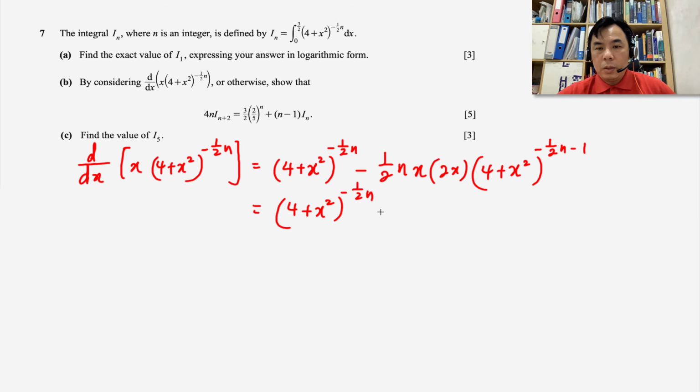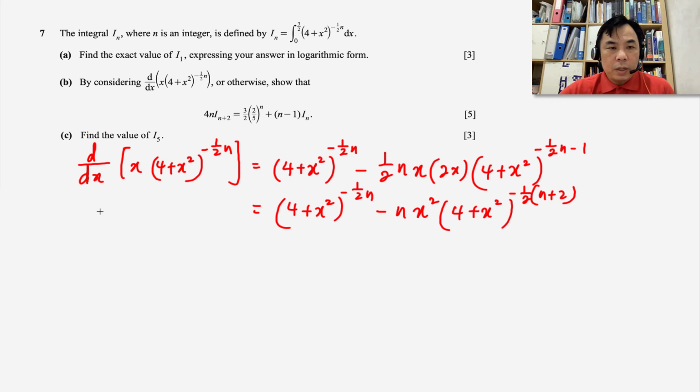All right, now that shouldn't be any problem here. We have n x squared, (4 plus x squared). All right, now this part here, we can further simplify that as half n plus 2, because n plus 2 is basically just this. Okay, and then this is what we have currently, and then I'm going to write it side by side one more time.